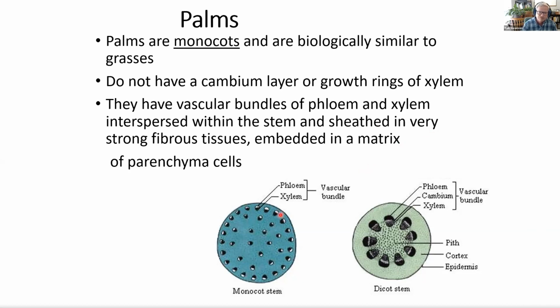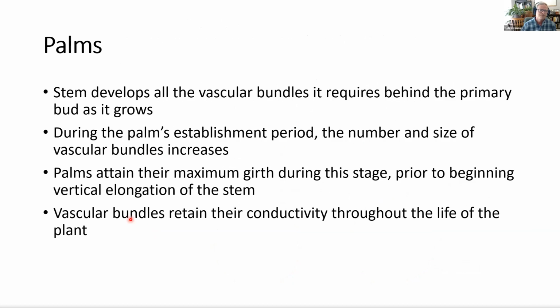So here's a cross section of a monocot, of a palm, and we have these vascular bundles. Remember, inside of the leaf, we talked about the vascular bundle. These palms also have vascular bundles evenly distributed throughout their trunk. These vascular bundles, however, are surrounded by a very fibrous sheath, and they are embedded in a matrix of all this fiber, and that's what allows them to stand up and grow tall. These fibers are made of parenchyma cells.